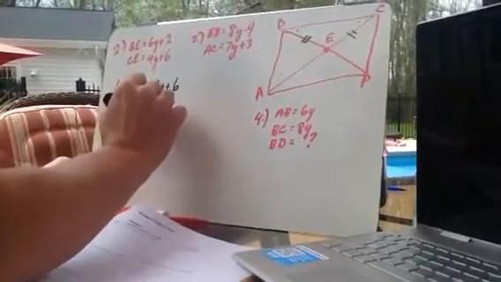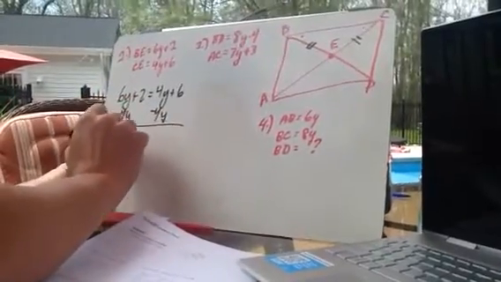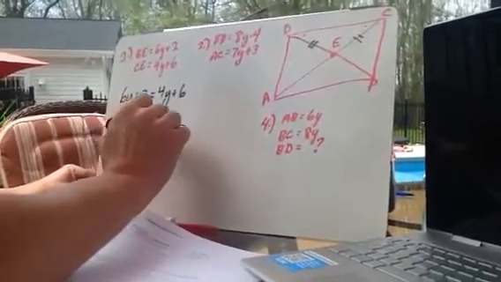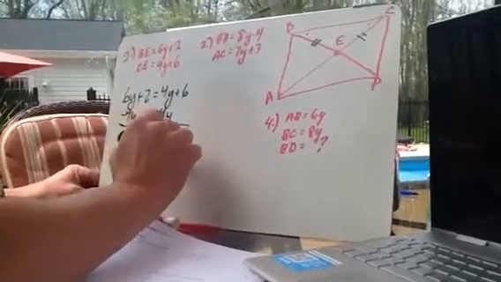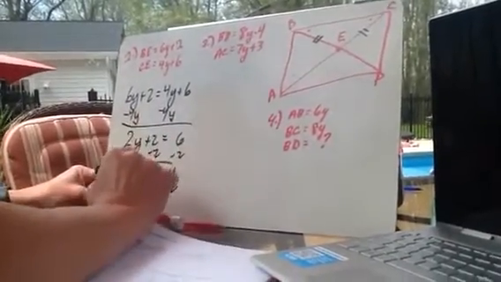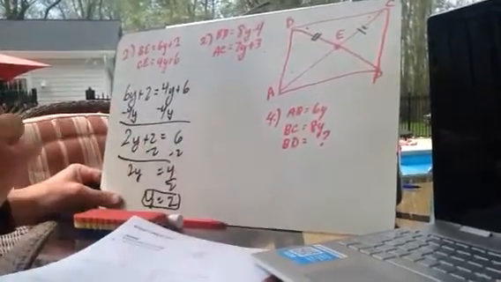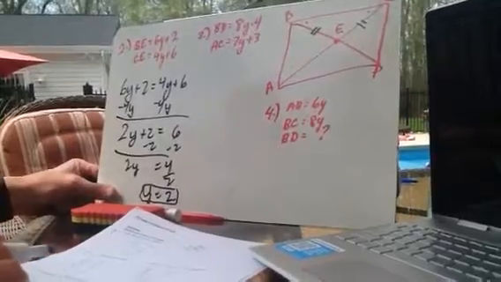All right, so back to number 2. Again, pretty easy algebra. 2y plus 2 equals 6. Subtract 2. 2y equals 4. Divide by 2. And number 2's answer, y equals 2. So once I set up the beginning, the rest should be pretty simple.